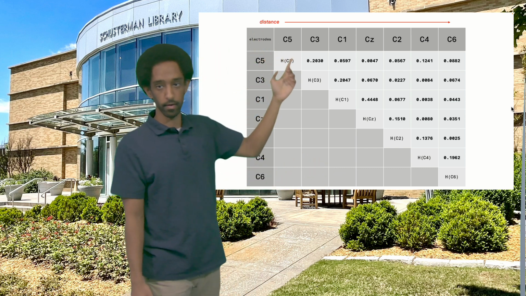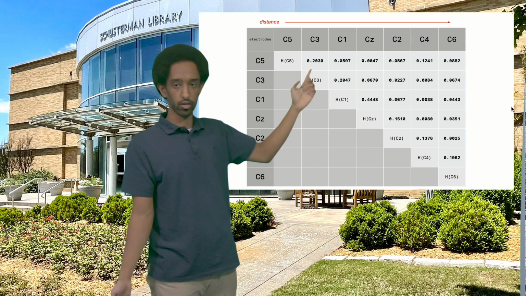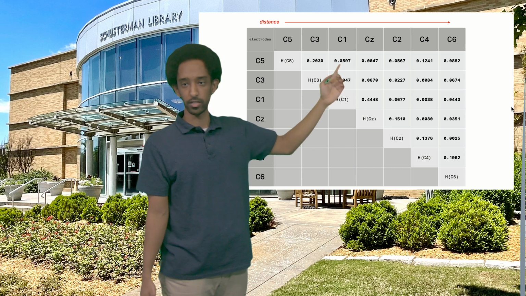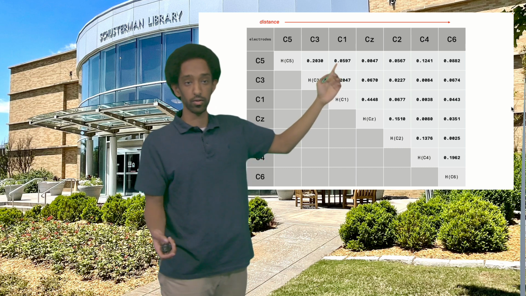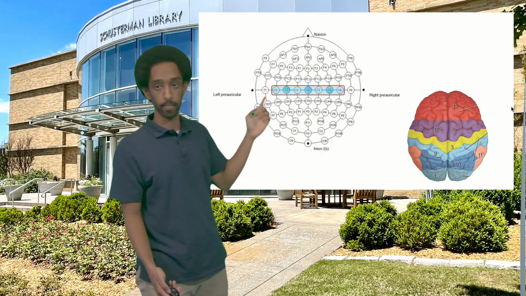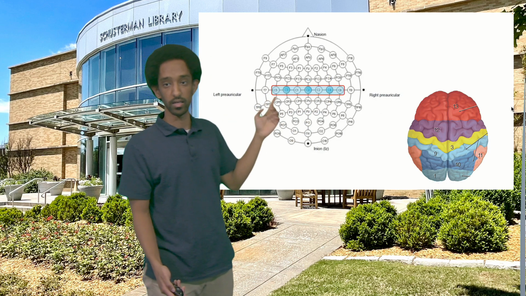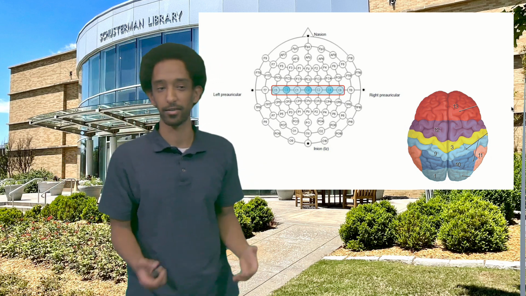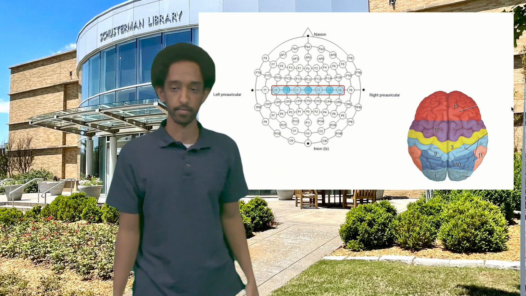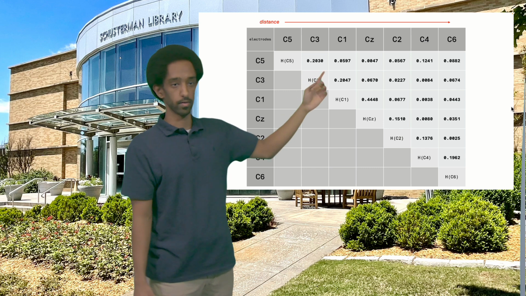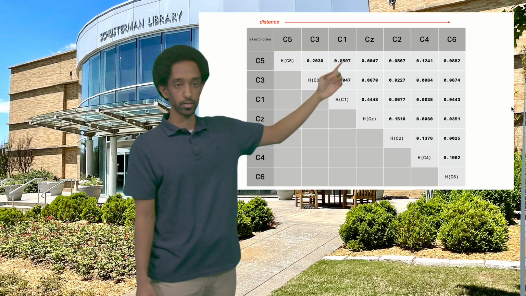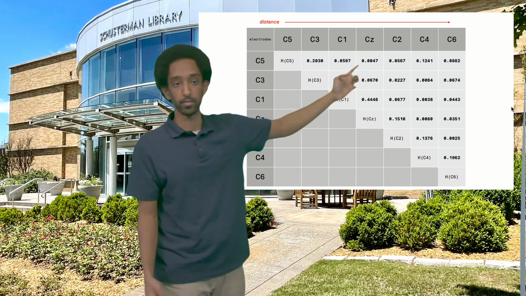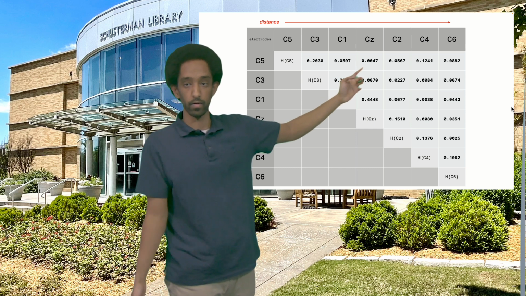So let's look at this. We have 0.203, cool, and then we have about 0.06, so that's lower. So the mutual information between C1 and C5 is lower than the mutual information between C3 and C5. And that makes sense, because C1 is farther away from C5. Okay, let's keep going. So C1 is 0.06, CZ is 0.005. So that's even lower than the mutual information between C1 and C5. Okay, so we're right so far.